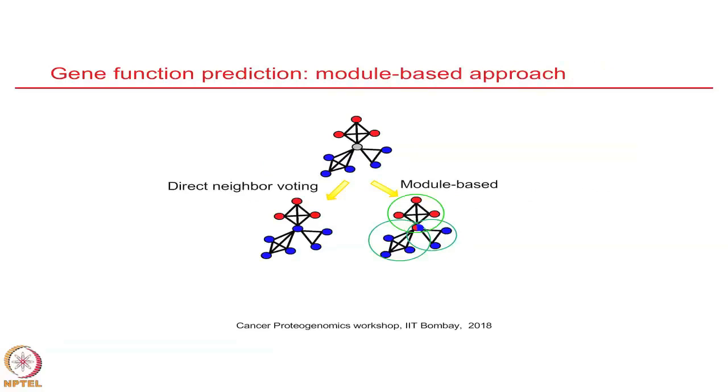We can also use a module based approach to do this. For example, in this case we only have one protein with unknown function, and we want to assign the function here. If you do the neighborhood counting, you will see 1, 2, 3, 4 here and 1, 2, 3 here, so you will think maybe this protein is a blue protein. But if you do a module based approach, and especially if you have a method that allows the modules to have overlapping members, then you can have modules like these 1, 2, 3. This is a module dominated by red proteins, and this is a module dominated by blue proteins. Then you can probably think, okay, this protein might have both functions, and that is more likely to be true, right? A protein a lot of times may have multiple functions depending on what it interacts with in a specific condition.